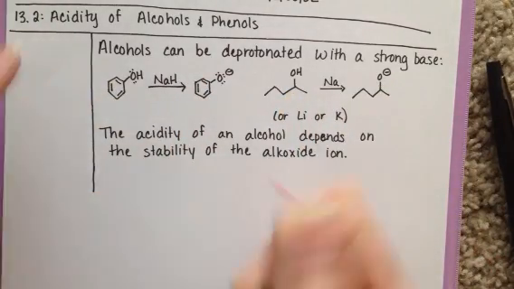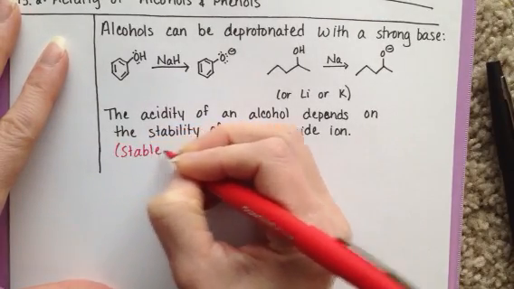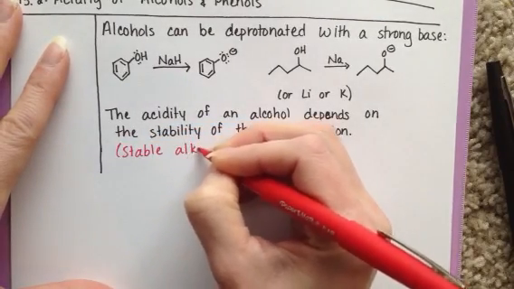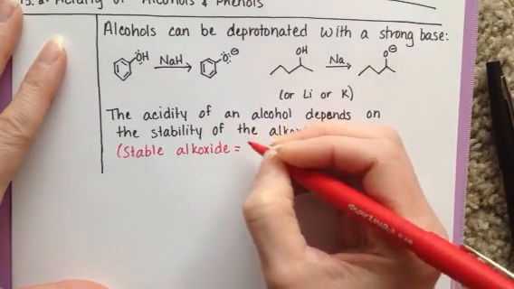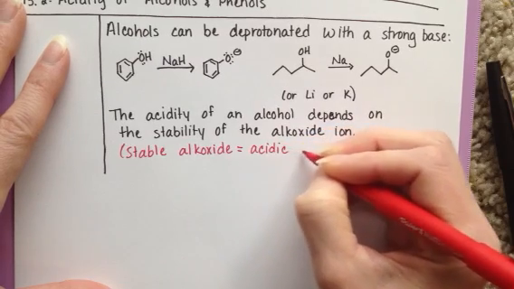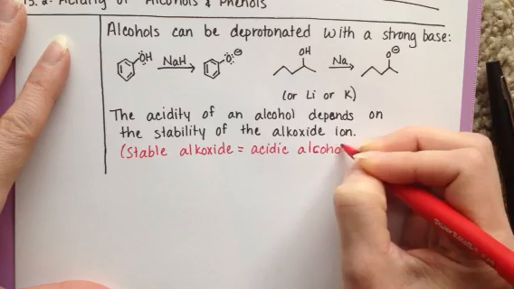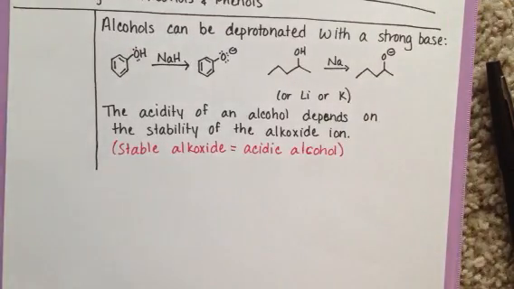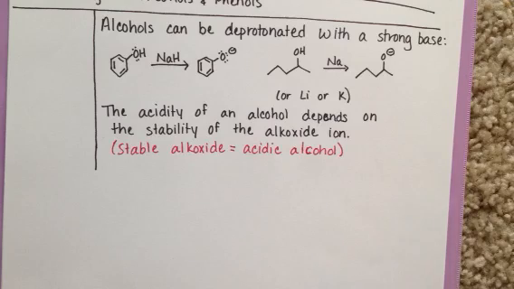If you have a stable alkoxide, or if you make a stable alkoxide, that means that your alcohol is acidic. So the more acidic your alcohol is, the more stable the alkoxide is. It's like a chicken and an egg thing. It's hard to know what the right order is to describe this.